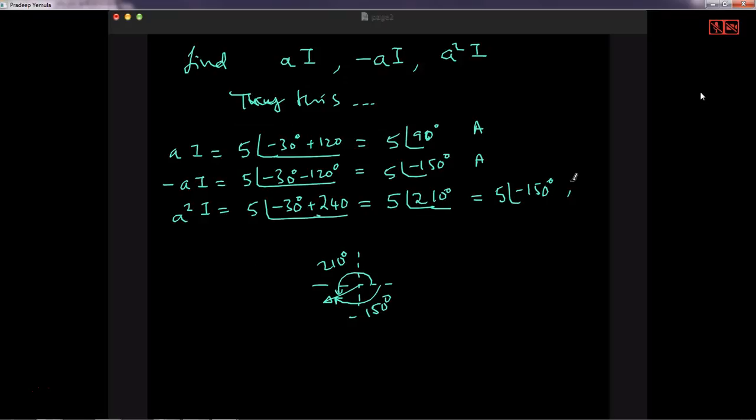So you notice that, either I can measure from the top clockwise direction, positive angle to 210 degrees, but if I measure from the bottom, in anti-clockwise or clockwise direction, it is 5 angle minus 150. So what do you notice from this? So here minus AI is nothing but A square into I, or minus A equal to A square. So okay, did you see this?